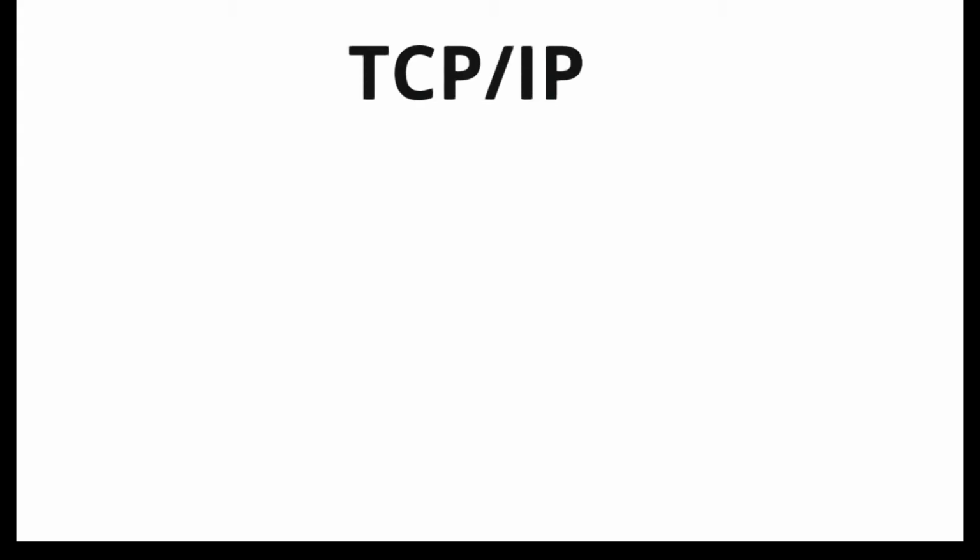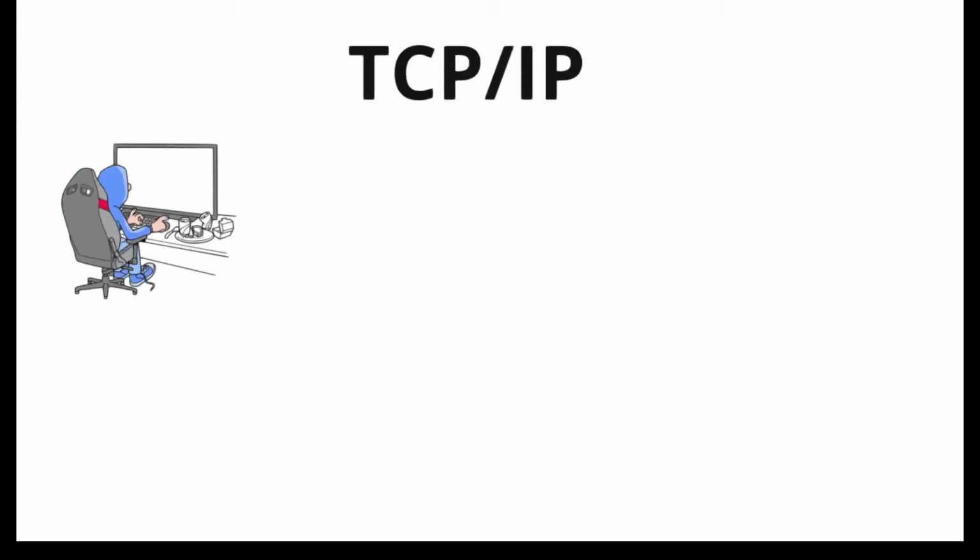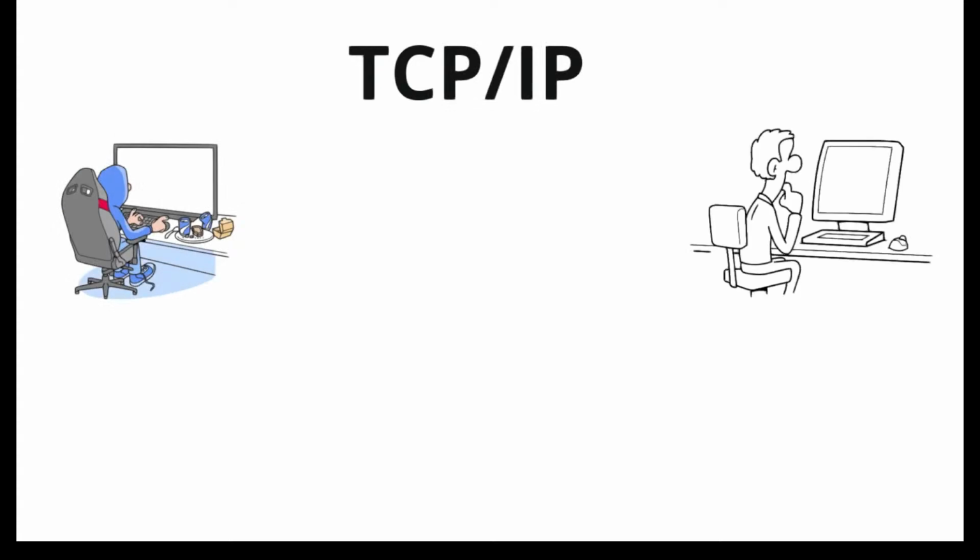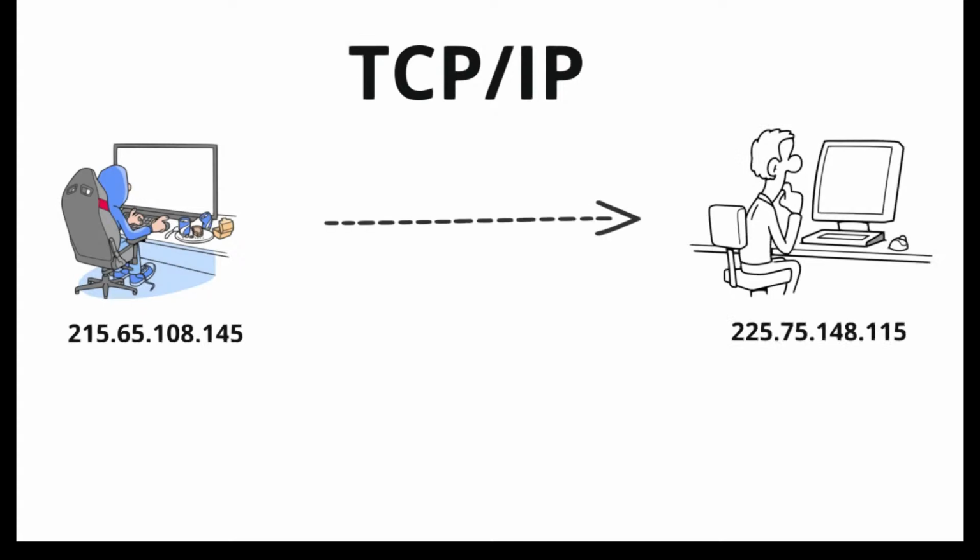TCP/IP is a set of communication protocols used to connect devices on the internet. Here, the IP address figures out a path and address where to send the data, and TCP ensures the data delivery is correct, in order, and without errors.